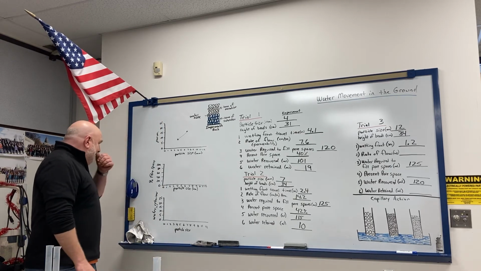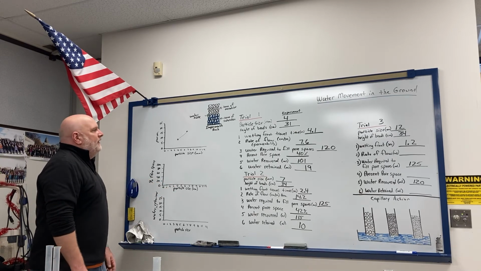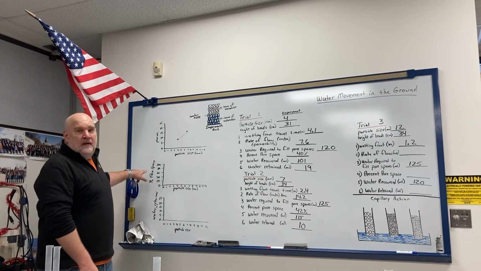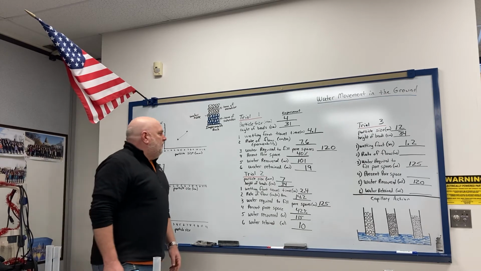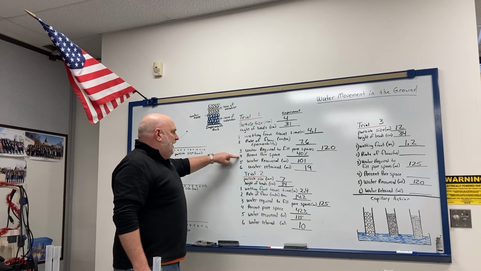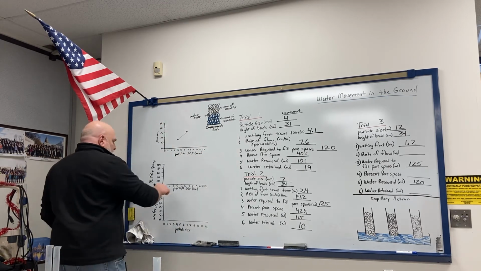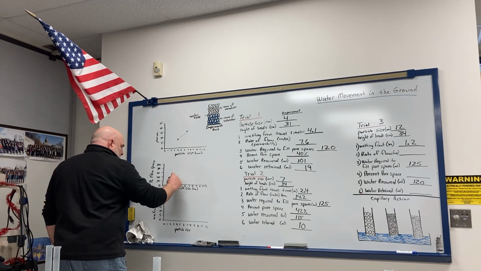Second graph, all right? I got particle size and percent pore space. So I look up here, and I have particle size of 4, and my percent pore space was 40. So particle size 4, 40% would be right about there.